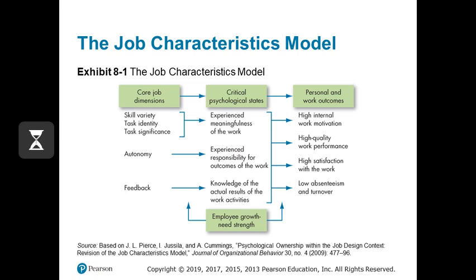All right. And then we have autonomy. And autonomy deals with the degree to which workers have freedom in their jobs. So if workers can make decisions, they are going to be high on autonomy. If workers have very specific processes and policies that they have to follow and they don't have the latitude to make decisions, then they're going to be low on autonomy.